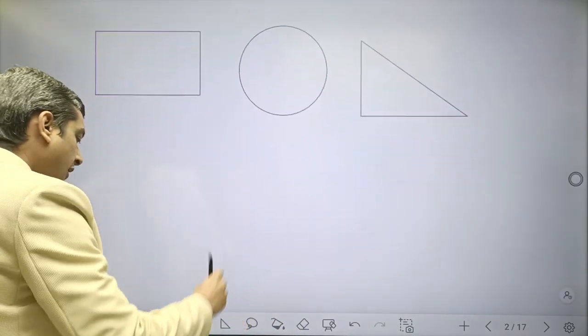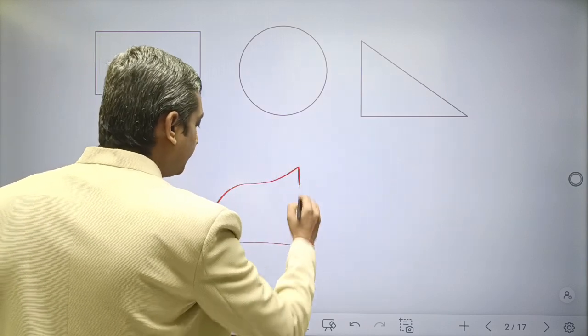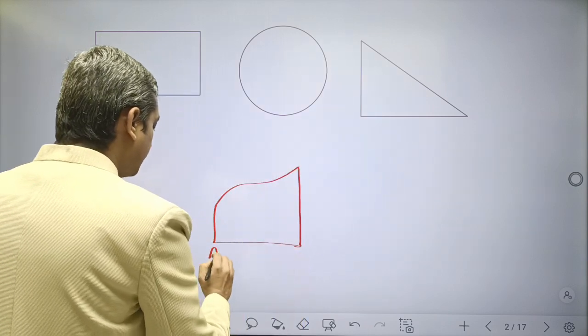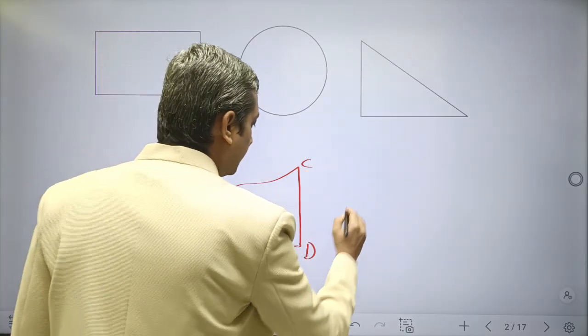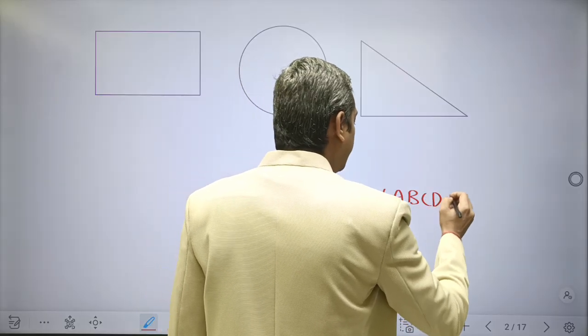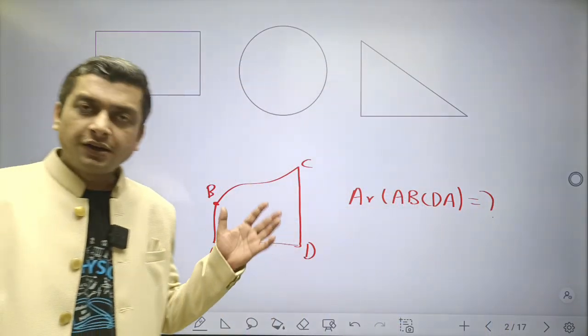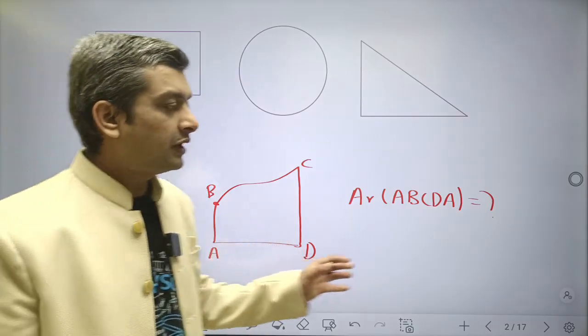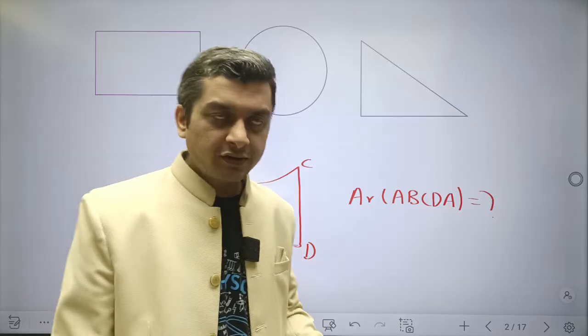But if I draw any irregular figure like this one, and I say find the area, suppose these points are A, B, C, D, then since this is not a regular figure, you don't have any standard formula to find its area. So here comes the role of integration.